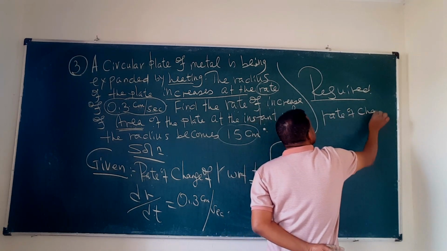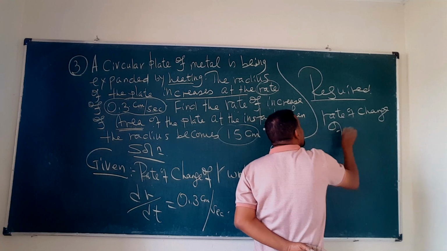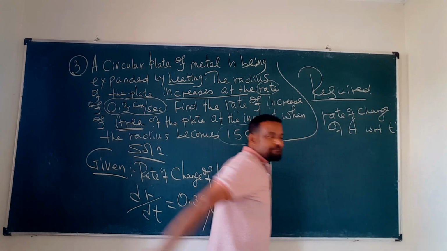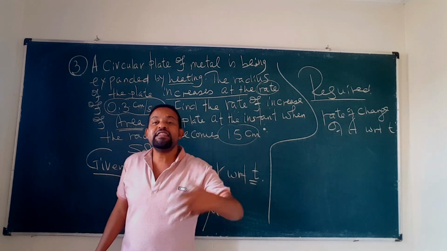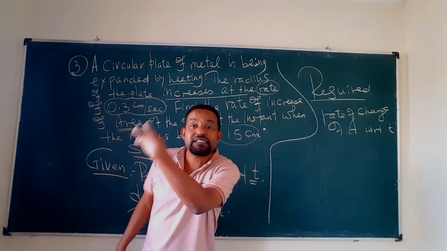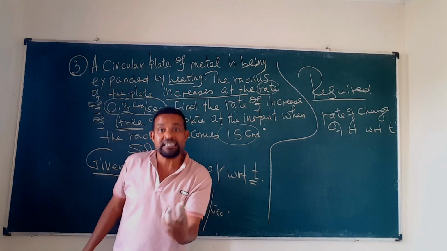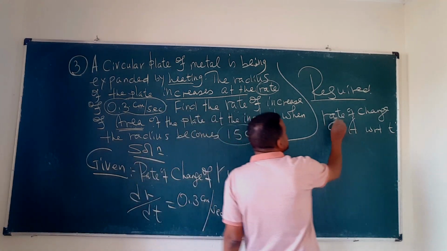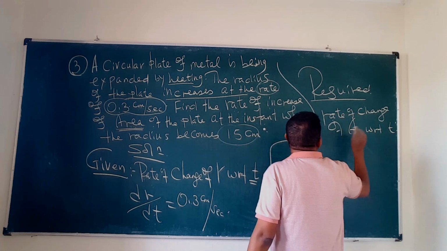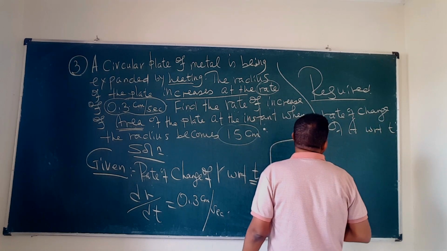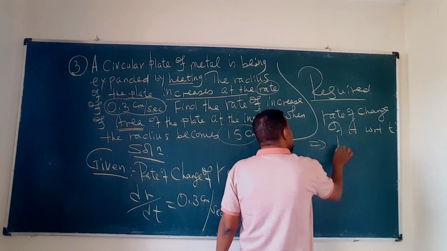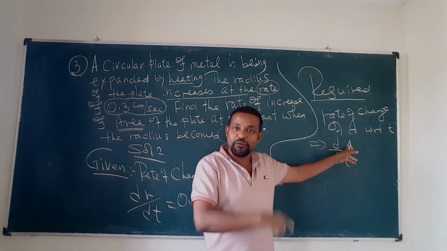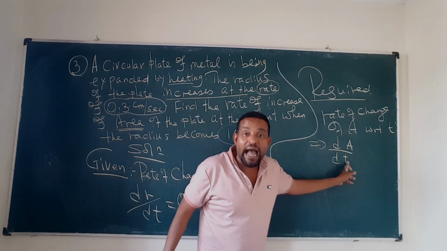Rate of change. Rate of change of what? Area with respect to what? What is the rate of change of the area of the circular metallic plate with respect to time? So the rate of change of the area of the circular metallic plate with respect to time, that means the derivative of the area of the given circular plate with respect to time.